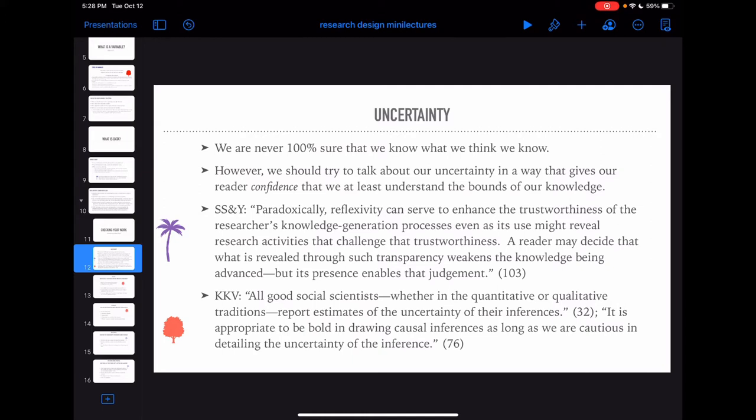Whether it's a matter of making estimates of your uncertainty, right? Or whether it's in being reflexive about your knowledge generation practices, all of this leads to greater confidence in your work. If you read somebody who acts like it's utterly impossible that they could have made a mistake, we should be less certain of that person's research, right? Being honest and open about uncertainty is how we do it.